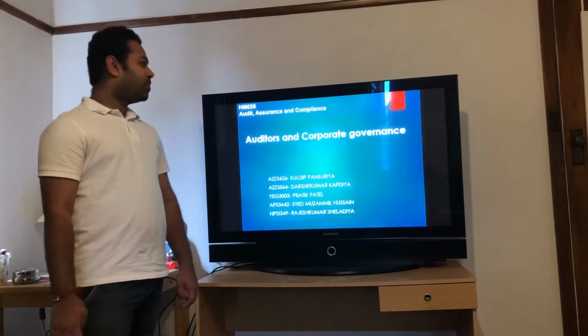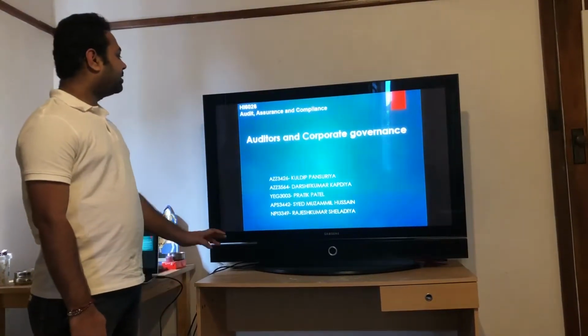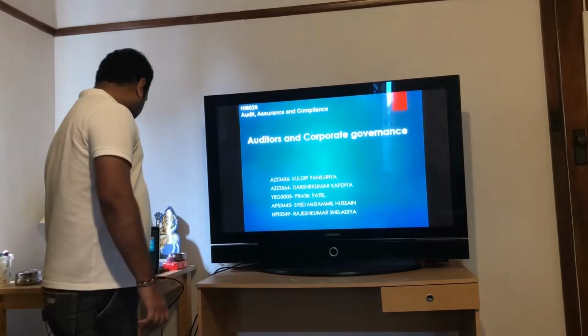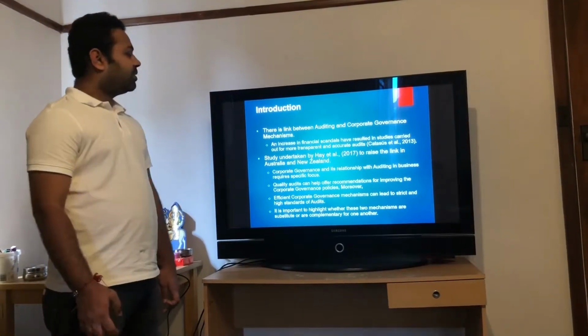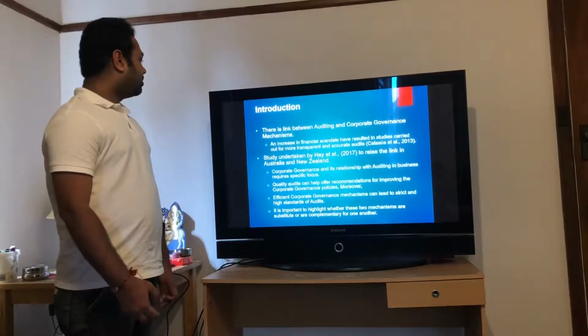Today me and my group members are going to discuss the auditors and corporate governance. First we start with the introduction. There is a link between auditing and corporate governance mechanism.